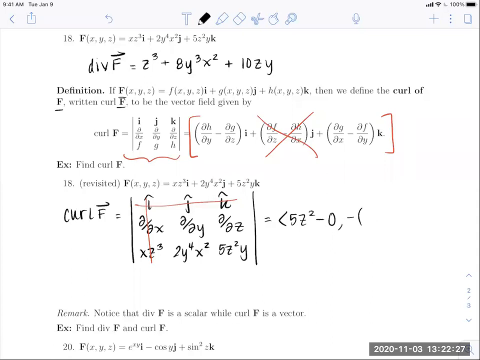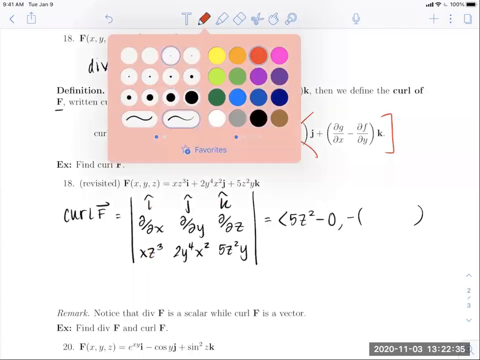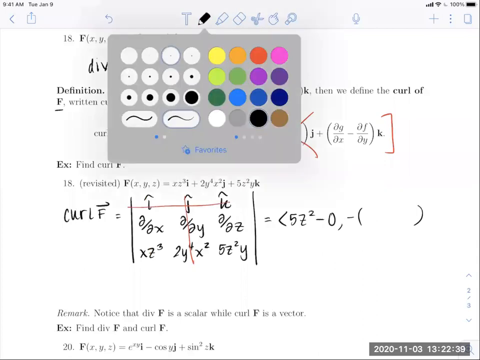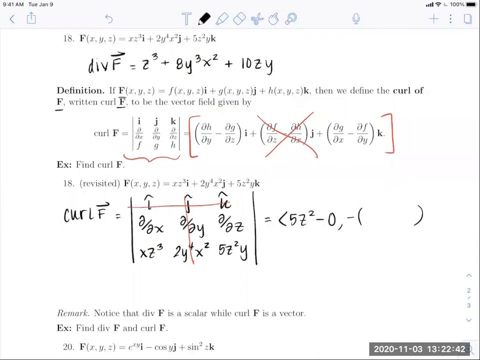And now I'm going to move on to my next component function, which is always negative. So I'm noting that negative there so that I don't forget. All right, so now let's strike through the j hat row and column, and I'm going to take the determinant of that cofactor matrix. So across the main diagonal, the partial with respect to x of 5z squared y is 0, minus the partial with respect to z of xz cubed, which is 3xz squared.